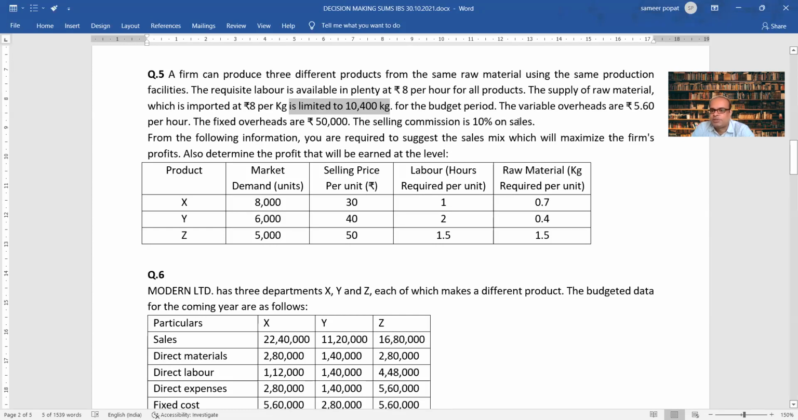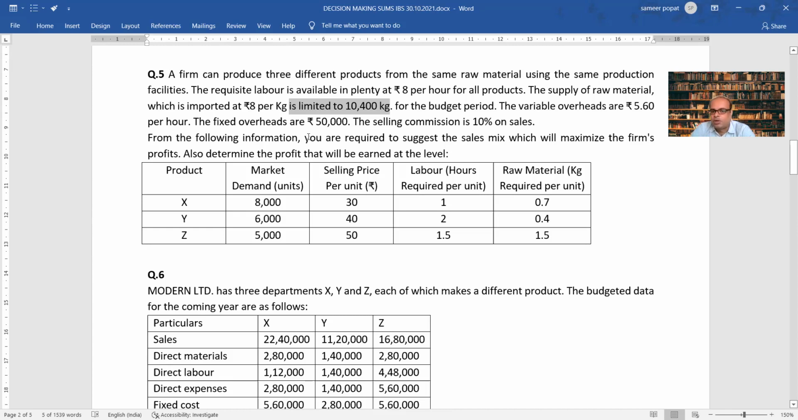Selling commission is 10% on sales. So this is one of the variable costs, sales commission. As the sales increase, automatically commission will increase. As the sales decrease, commission will also decrease. So here, selling commission is in the nature of variable cost, and we need to consider it while calculating contribution.